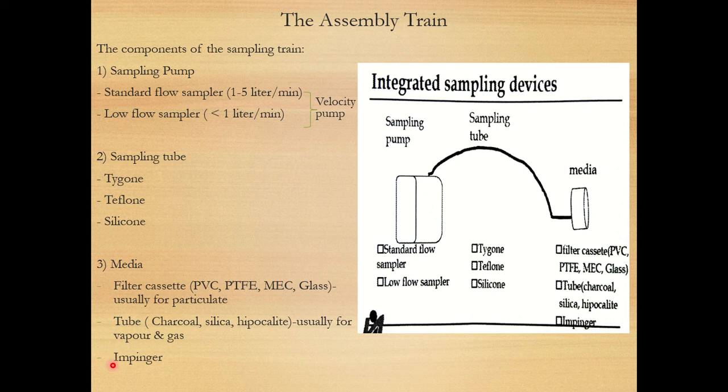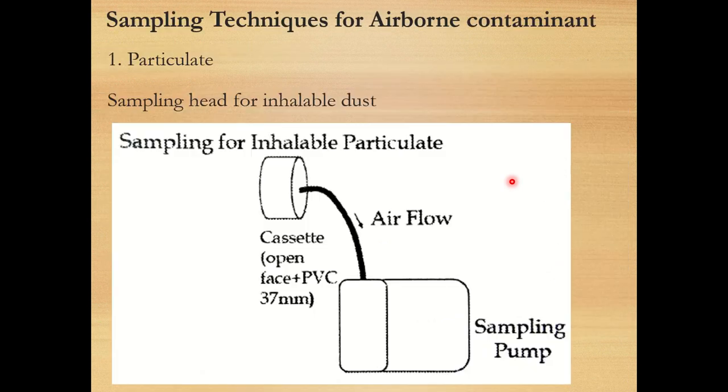Okay, this one is the impinger. As I mentioned earlier, the impinger is passive. It does not need any sampling tube or sampling pump. It just needs the media. Okay, this is the general: we have pump, we have tube, and we have media. This is the sampling technique for airborne contaminants for particulates.